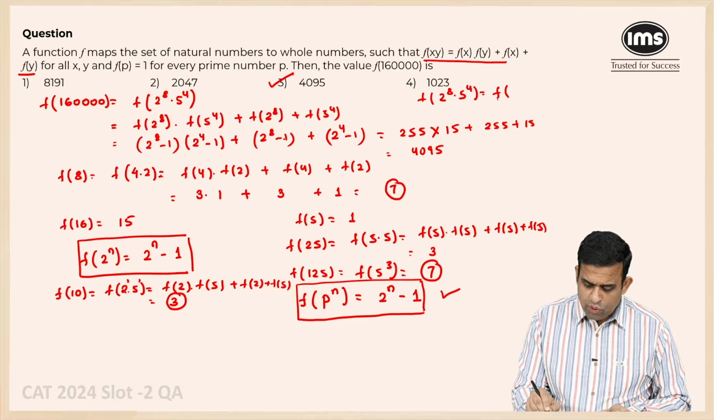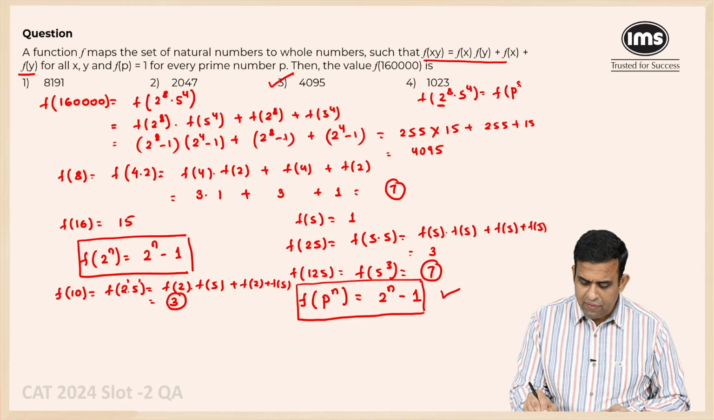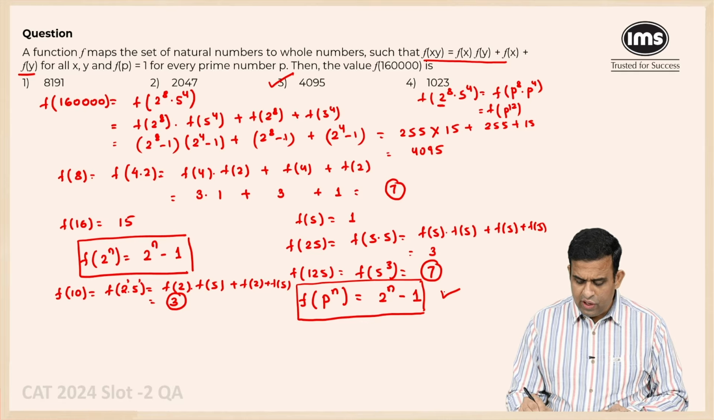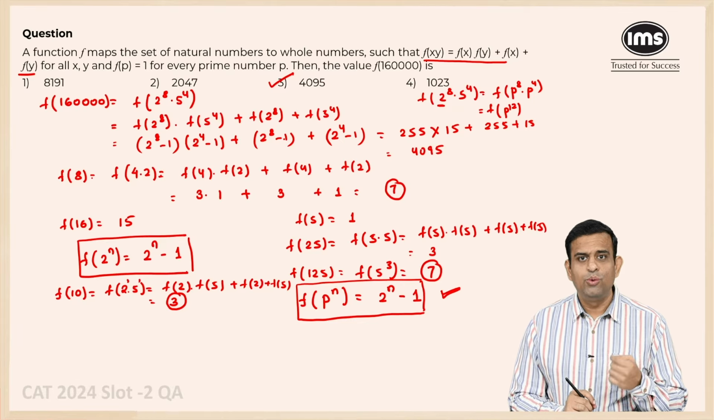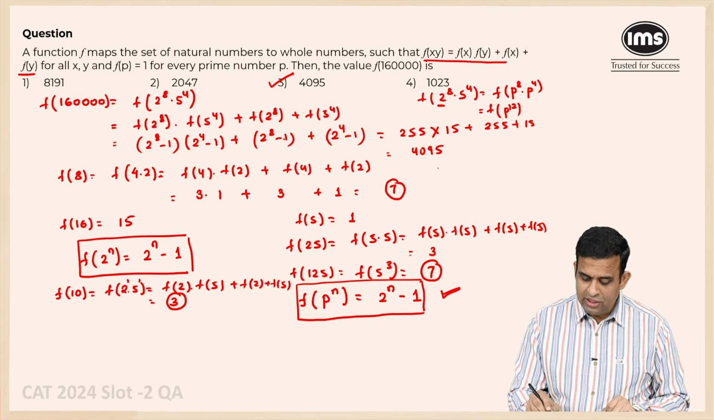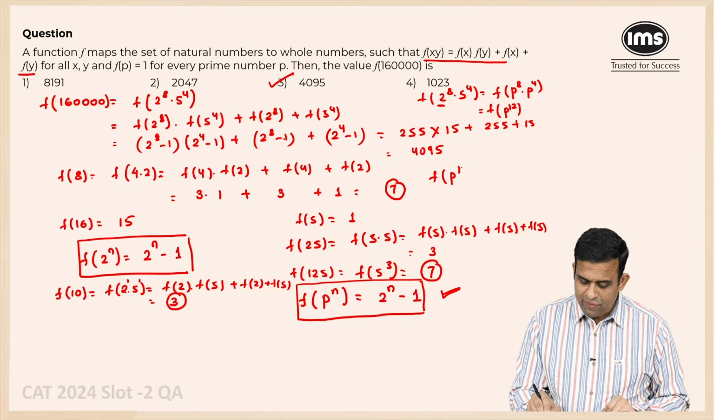So ultimately, if you look at over here, this is a prime number, p power 8 into p power 4. This is f of p power 12, and we have got this particular pattern that f of p power n is equal to 2 power n minus 1. So the term f of p power 12 should be equal to 2 raised to 12 minus 1.